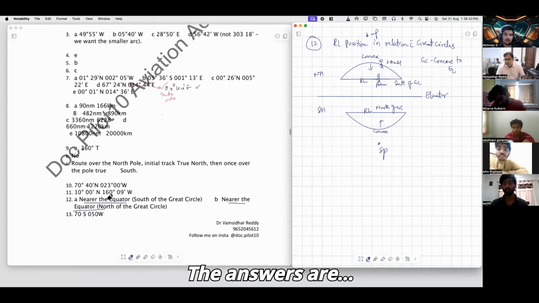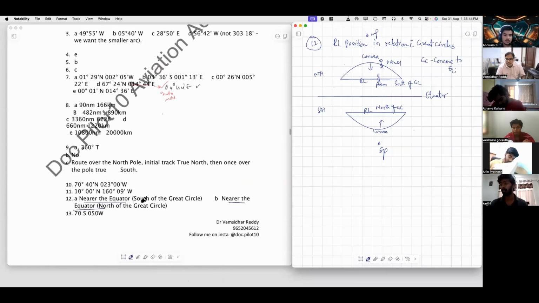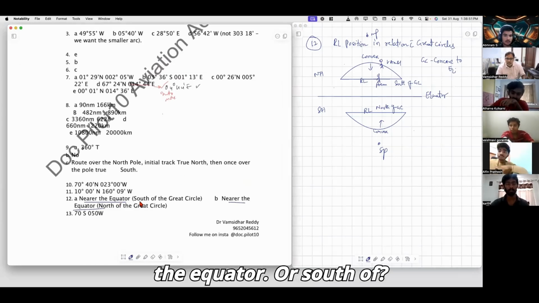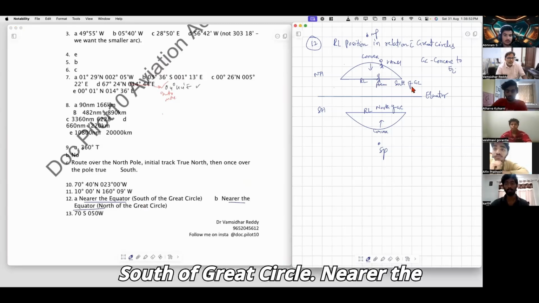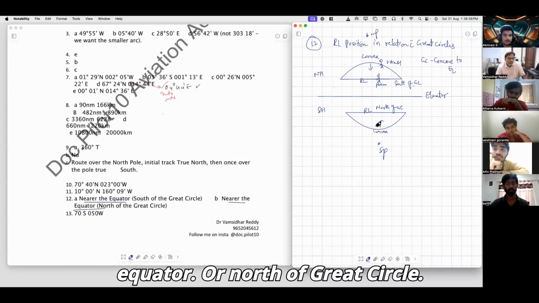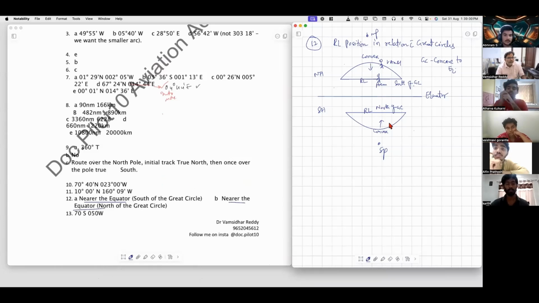The options are given. The rhumb line is nearer the equator or south of the great circle. Nearer the equator, yes. The rhumb line is nearer to the equator or north of the great circle.